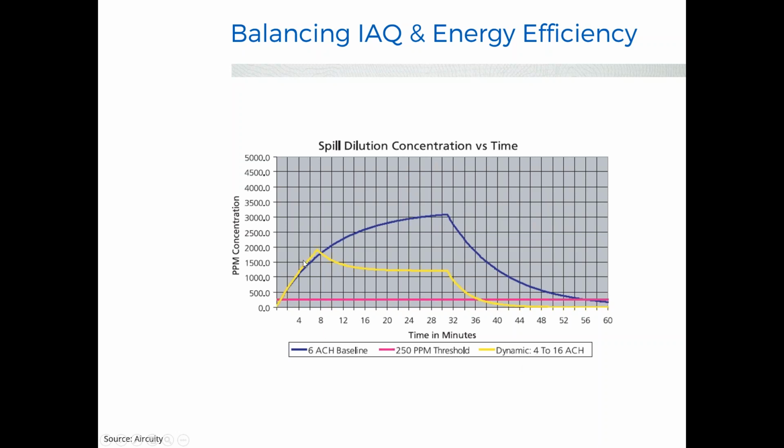What I want to draw your attention to is the difference in the peak concentration between the dynamic scenario and the baseline static scenario. There's a much lower peak concentration achieved in the dynamic scenario. And when we look at the target indoor air concentration that we want to maintain this contaminant at, about 250 parts per million, you can see that the dynamic scenario is able to hit that threshold earlier in time than the standard non-dynamic scenario. So there are benefits from a health perspective, both in terms of the peak concentration and the duration of time that we have exceeded the recommended threshold.